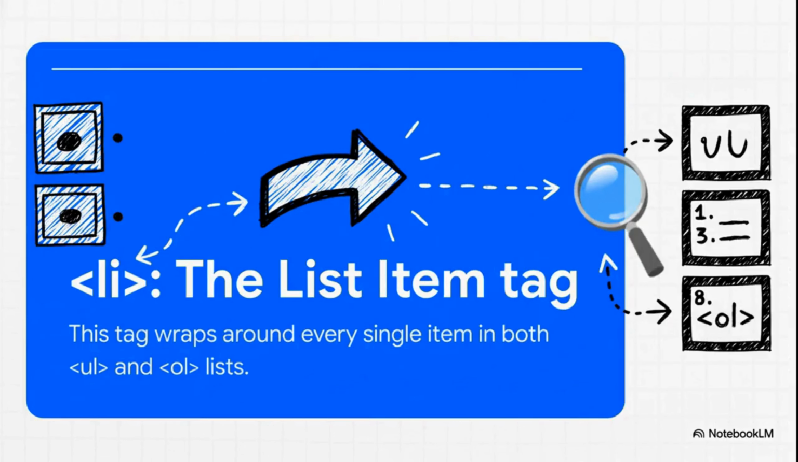And that's where the mighty LI tag comes in. It literally stands for list item, and you just wrap this tag around every single thing in your list. It's the one essential building block you use inside both UL and OL tags. It's as simple as that.